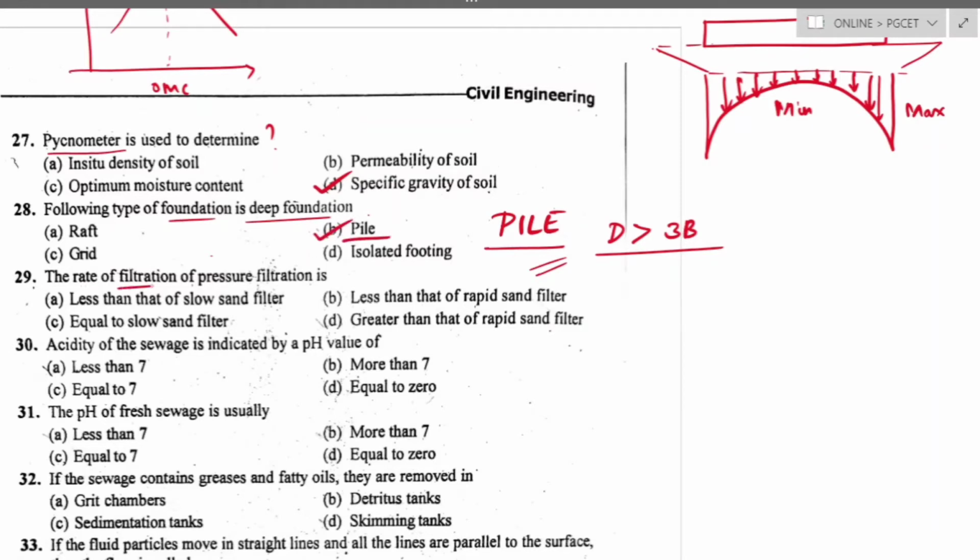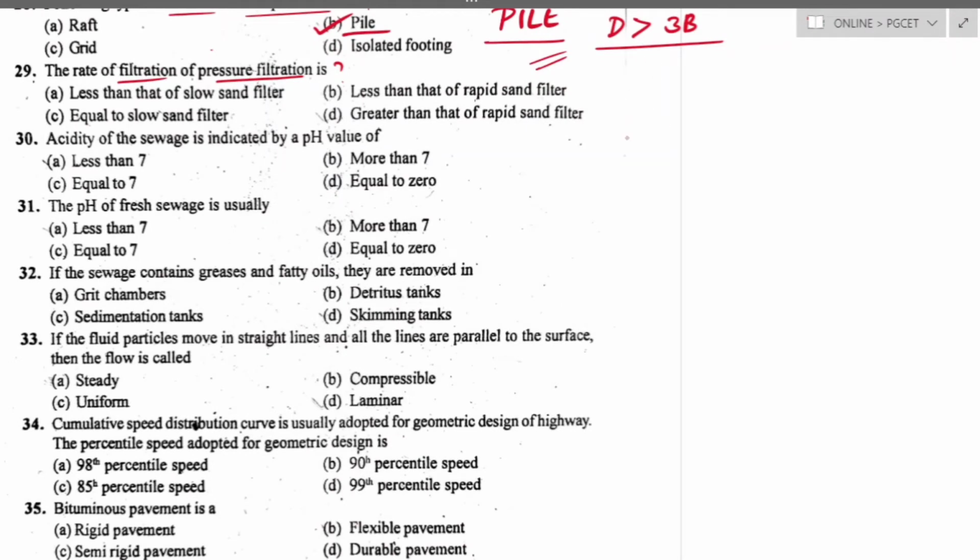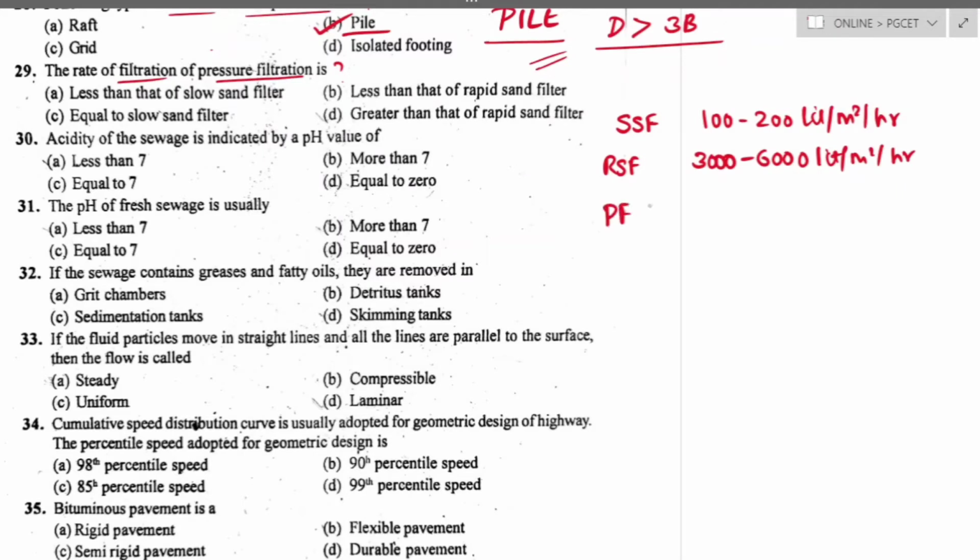Question number 29. The rate of filtration of pressure filtration is. In water treatment units, the rate of filtration for slow sand filter is around the range of 100 to 200 liter per meter square per hour, and for a rapid sand filter it is about 3000 to 6000 liter per meter square per hour, and for a pressure filter it is about 6000 to 15000 liter per meter square per hour.